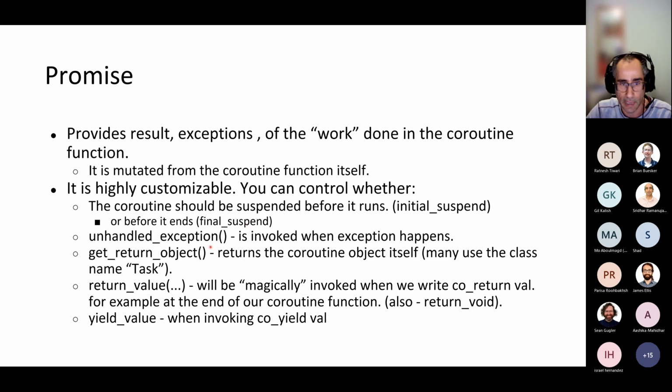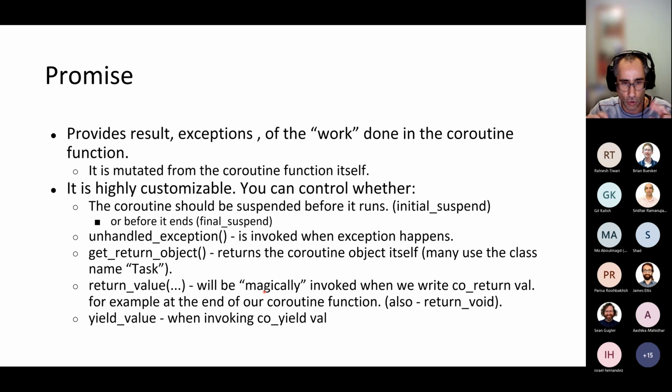Unhandled exception is invoked when an exception happens. I don't know why it's called unhandled exception. I can't remember why this wording was chosen, but it is invoked when an exception happens. Get return object is another API that you need to implement. And one of the most confusing parts when you read code that is dealing with promise: get return object actually constructs a task from a promise instance.